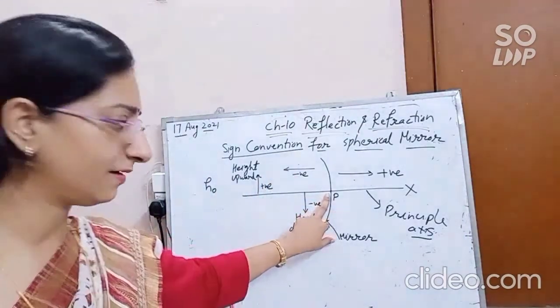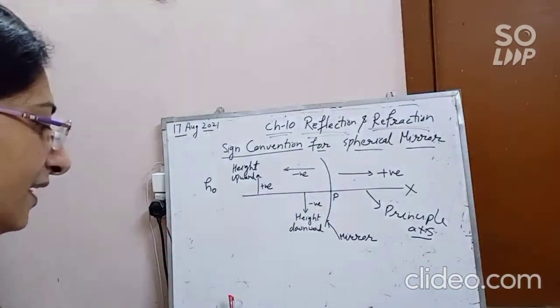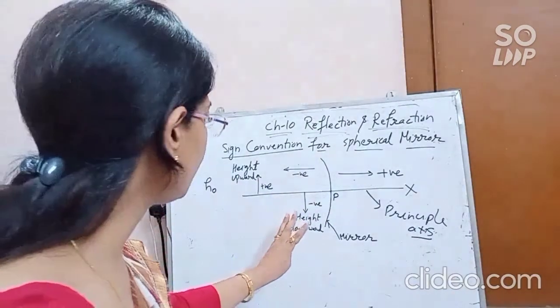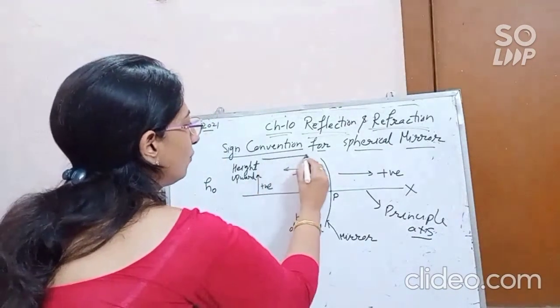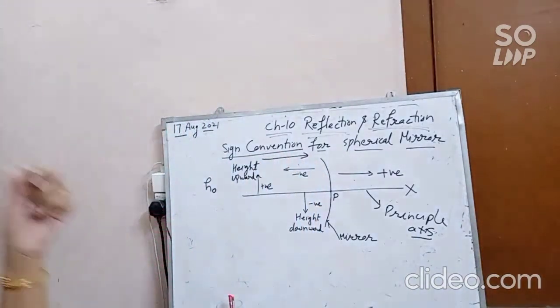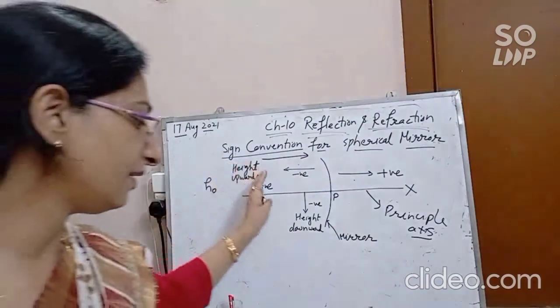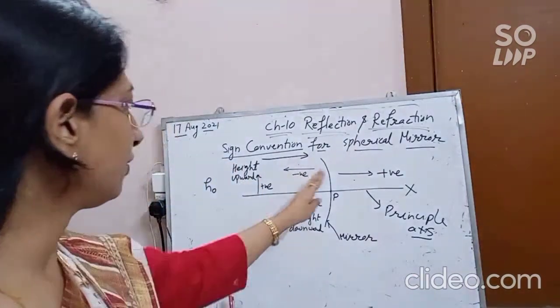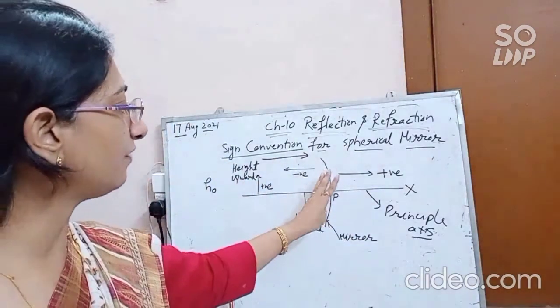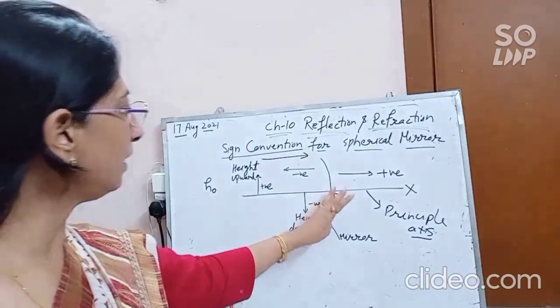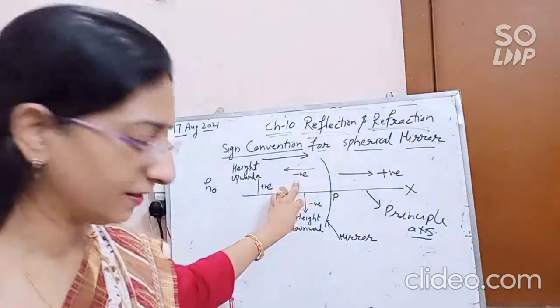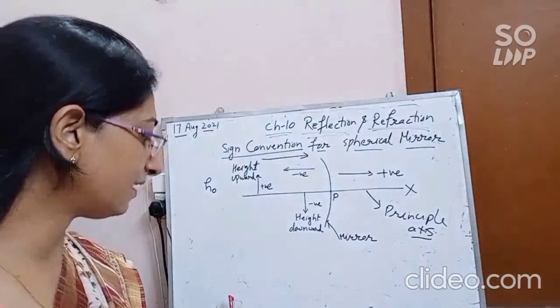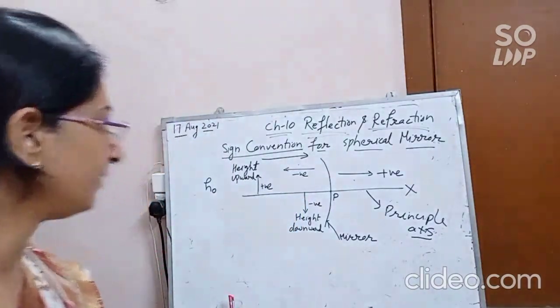All the distances are measured from the pole of the mirror. Distance is measured in the same direction as that of the incident light. If the incident light moves in this direction, then all the distances measured against the direction of the incident light, from the pole to the object, are always negative.